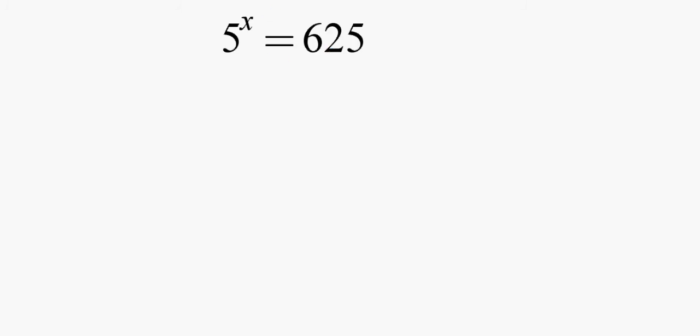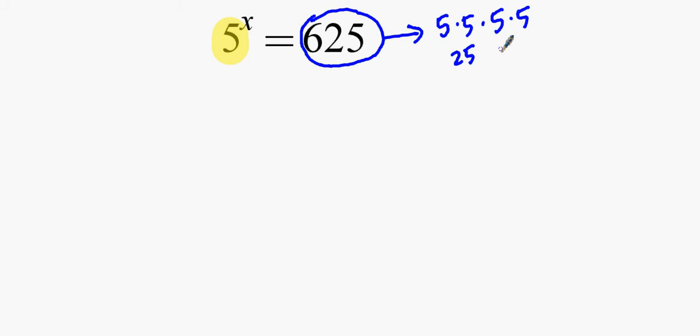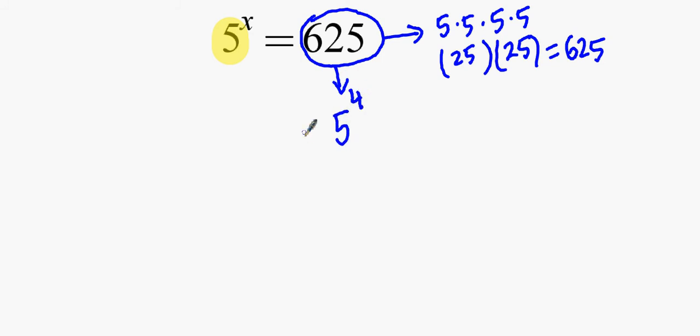Next problem, same procedure. We'll look at a 5 and we'll look at 625. Can I write 625 as a power of 5? Let's see, 5 times 5, that's 25. Another 5 times 5, that's also 25. And I happen to remember that 25 times 25 should actually equal 625. So it's 1, 2, 3, 4. So 625 is the same as 5 to the 4th power.